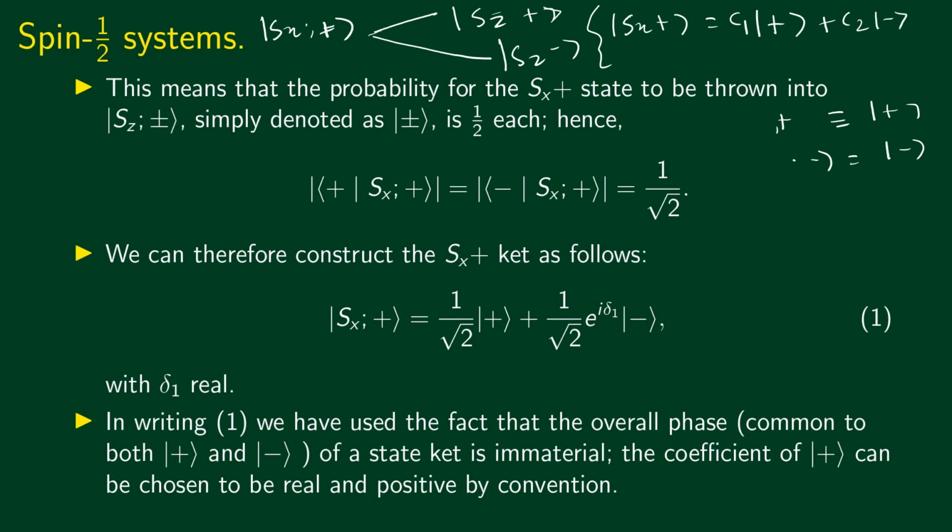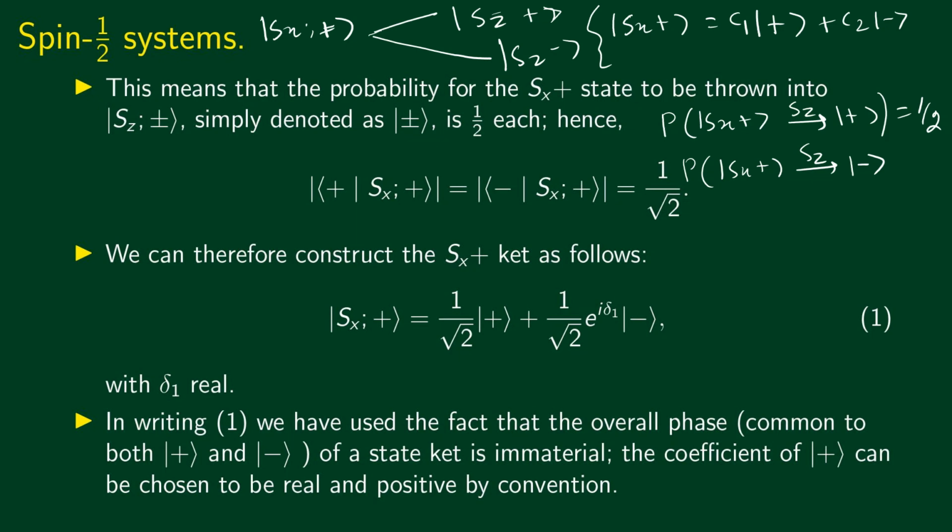All right. Now we just saw that the measured probability that the state Sx plus changes to ket plus under a measurement of Sz is measured to be half. Similarly, the probability that ket Sx plus under a measurement of Sz changes to a state ket minus is also measured to be half. Now this is the measured probability, but quantum mechanics gives us a rule to calculate these probabilities.